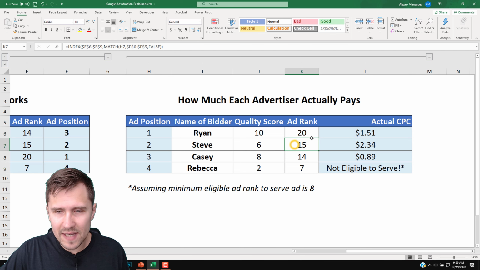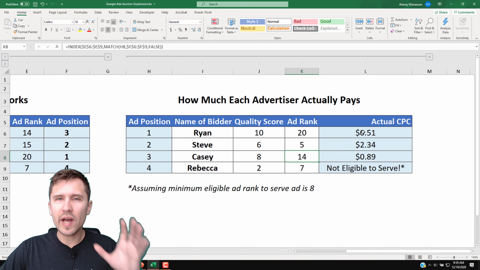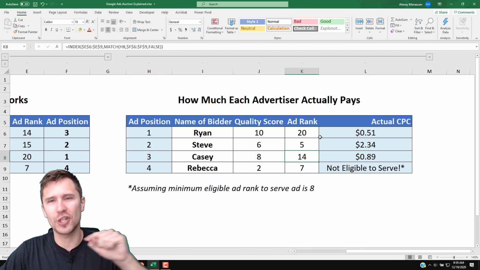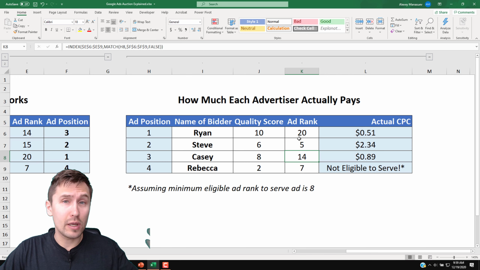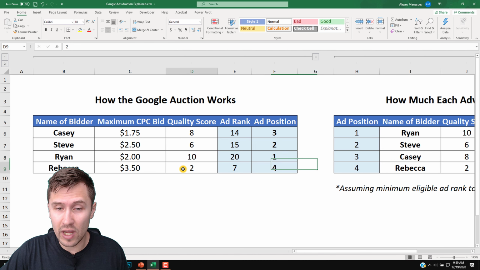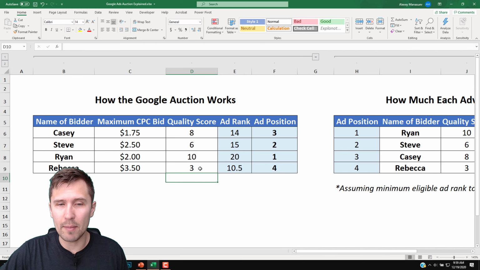Now, if Steve's ad rank is 5, now Ryan is not paying $1.51. He's only paying 51 cents. So the higher your ad rank is above somebody else, the less you actually pay. So this is where the math actually comes in, right? This is how much you actually pay. So how do you increase ad rank? Of course, you can increase your bid, but we saw how much that took, right? This bid increases much slower than this. Like if you increase this by 1 to 3 and you click enter, now all of a sudden this is 10.5.